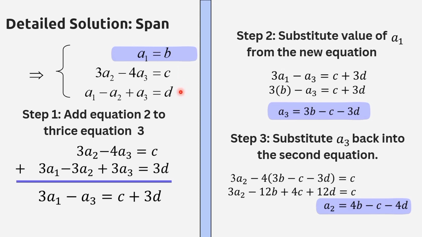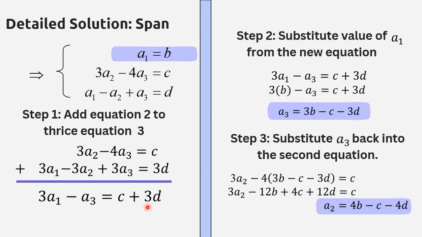So here we are going to add equation 2 and thrice equation 3. So here is our equation 2 and this is thrice the equation 3. Okay, so if ever we will add this one, we will have the following answer. So you have 3a sub 1 minus a sub 3, which is equal to c plus 3d. Now here we don't have a sub 2 since 3a sub 2 plus negative a sub 2 is equal to 0. So we are just left with a sub 1 and a sub 3 for this new equation.